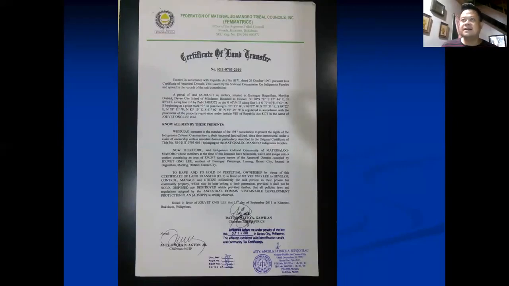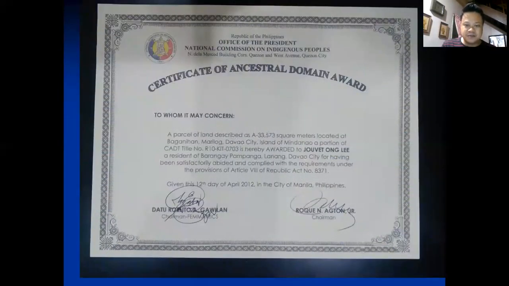So, within the ancestral, the IP community, they also have their own process as to how they go about the transfer of property among themselves. And we can see, meron itong Certificate of Land Transfer. So, within their recognized scheme as to how to transfer land within them. Di ba? Internal ROD, kumbaga. So, may Certificate of Ancestral Domain Award from the NCIP.